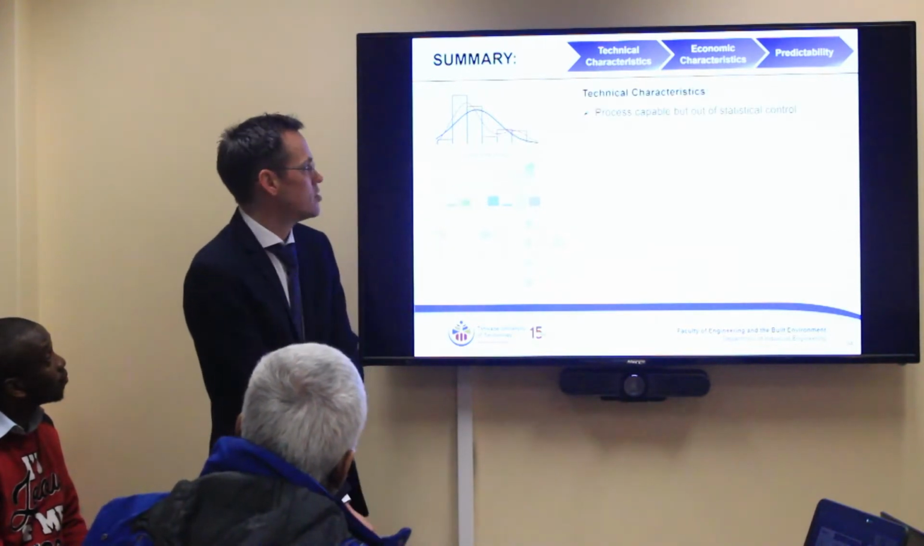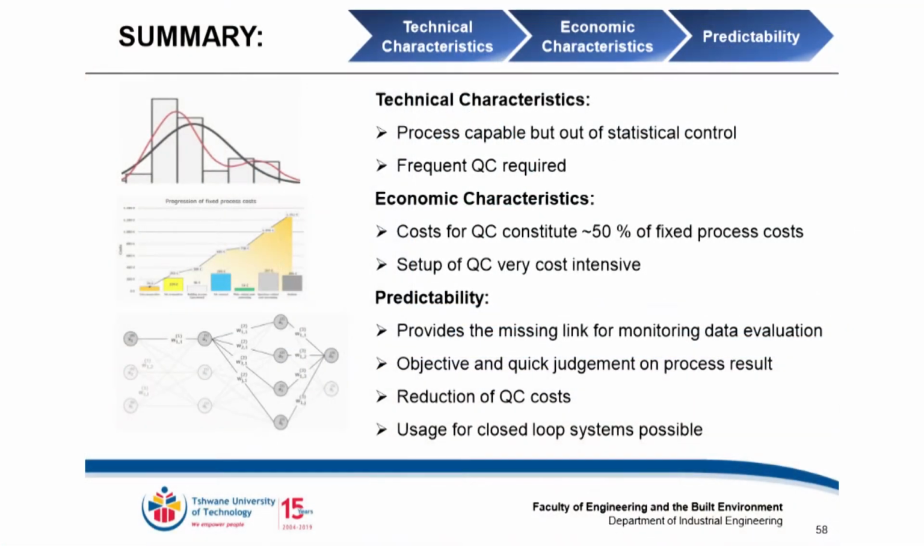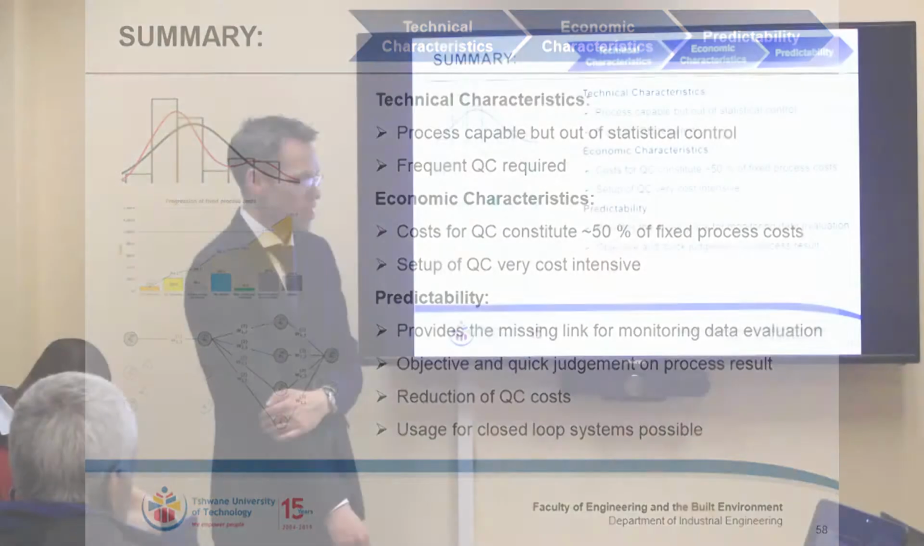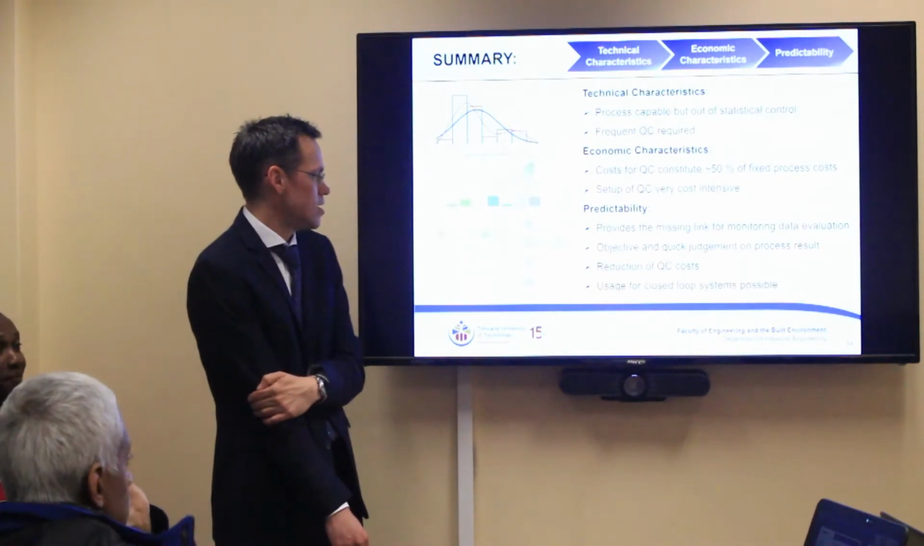Within the technical characterization, the process was found capable but out of statistical control, so hence frequent quality control is required. Within the economic characterization, those costs for frequent quality control are found to constitute 50% of fixed process costs, and also the setup of such is very cost intensive, and as a solution, a machine learning model was developed which enables the purposeful classification of the process result based on the process monitoring data.